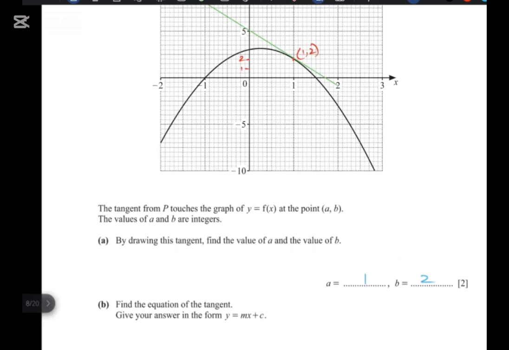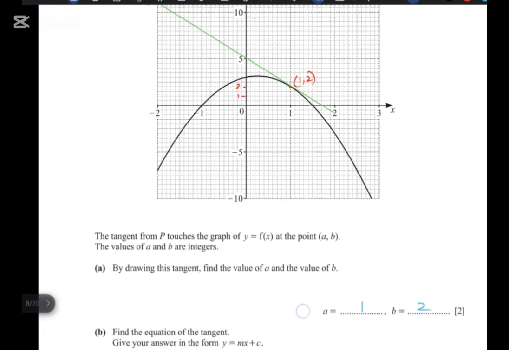Question B, find the equation of the tangent. Give your answer in the form of y is equal to mx plus c. Now to find the equation of a straight line in the form of y is equal to mx plus c, we need gradient m, and we need y-intercept, that is c. So here we know that this line is passing through 1, 2, and we don't know the gradient, we need to find out.